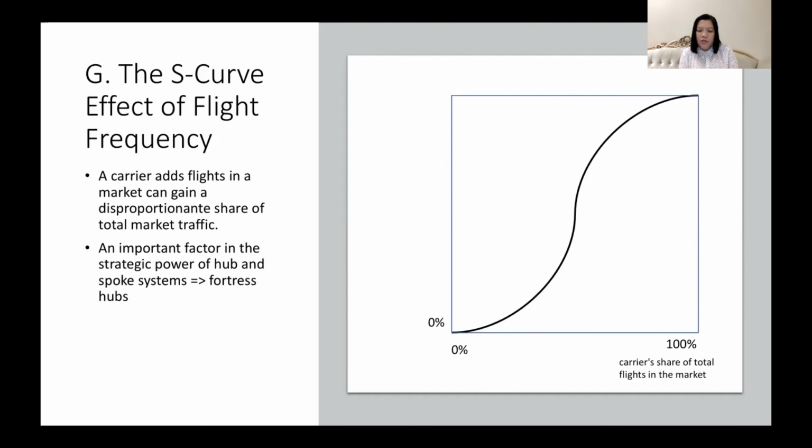Hubs have considerable traffic generating power. As a hub carrier adds flights on a spoke, it will likely pick up increasing portions of the traffic on the route, making it more difficult for competitors to maintain their share of the market. As this effect takes place on an increasing portion of the spokes from a carrier's hub, the carrier's strength in the market becomes formidable. So this phenomenon is sometimes referred to as a fortress hub.